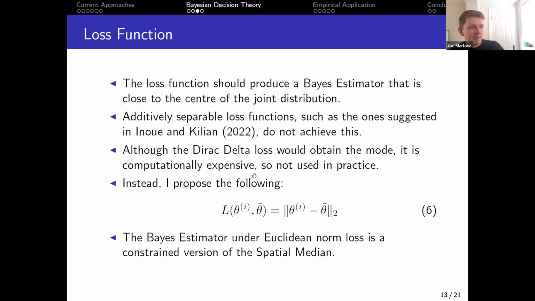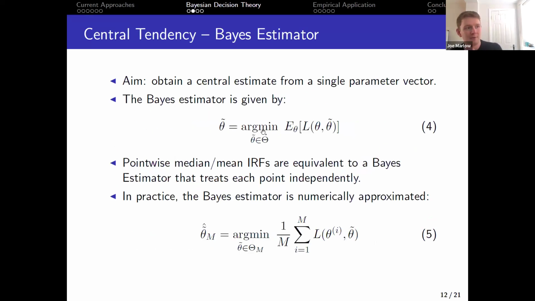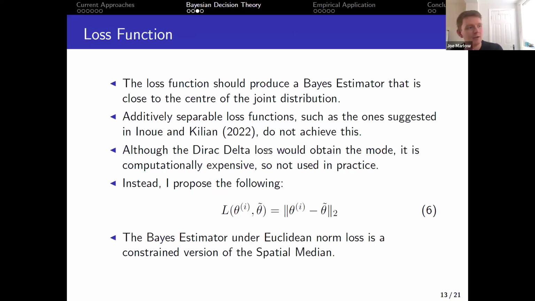So instead, what I propose is I use the Euclidean norm as the loss function, and this has quite a nice interpretation in terms of multivariate statistics in that without the constraint, so without forcing it to be within this set theta, this Euclidean norm would give you the spatial median, which is a well-regarded measure of the central tendency for joint distributions. Okay. So you can think of the loss function or the Bayes estimator established under this loss as a constrained version of the spatial median to lie within the feasible set of impulse responses.